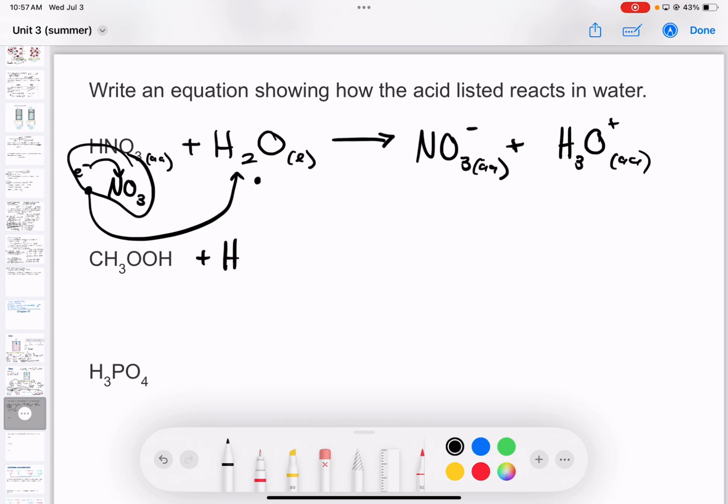All right, let me finish off these last two. Oh, there's a carbon missing in there. That should be CH3COOH, CH3COO minus. This is acetic acid.